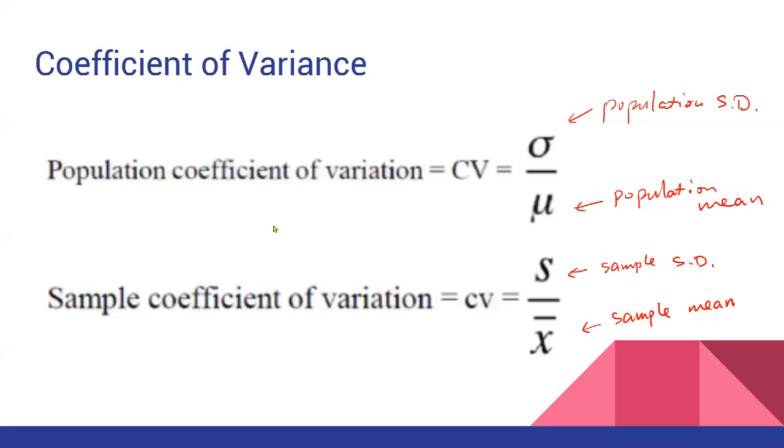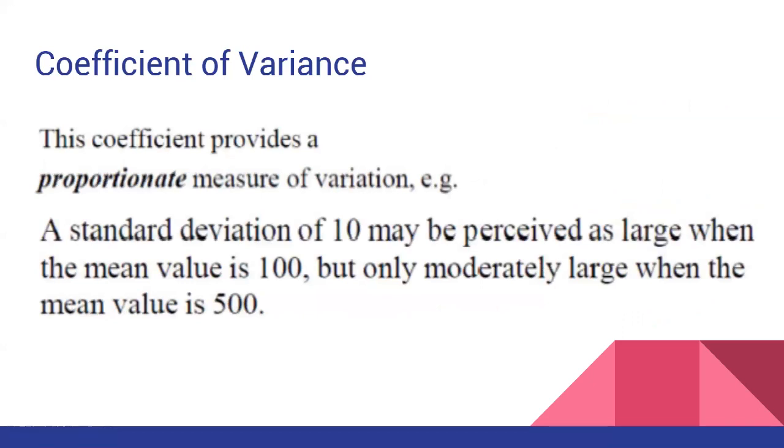Okay, any questions? No? All right. So, the reason why we introduced the coefficient of variation is that this coefficient provides a proportionate measure of variation. So that means it eliminates the impact of different standard deviations, right? For example, a standard deviation of 10 may be perceived as large when the mean value is 100, but only moderately large when the mean value is 500. It eliminates the impact of the mean, right?